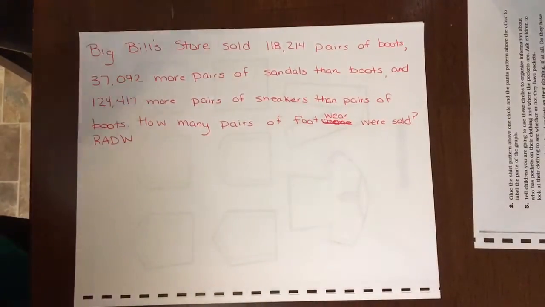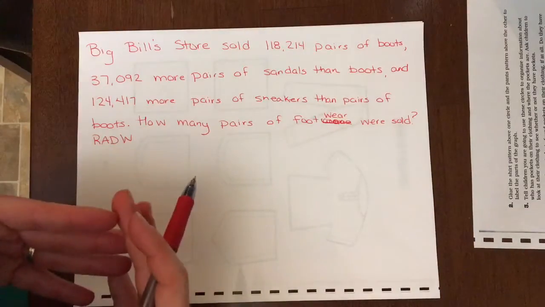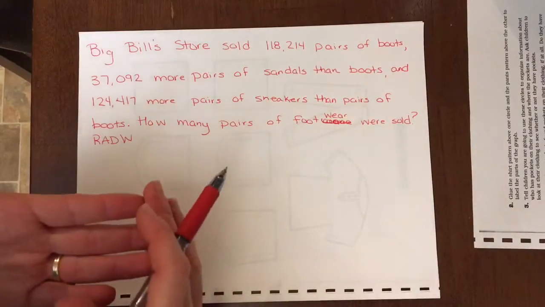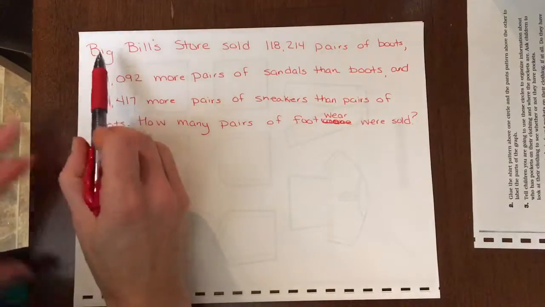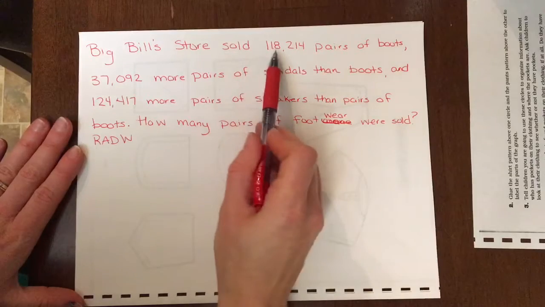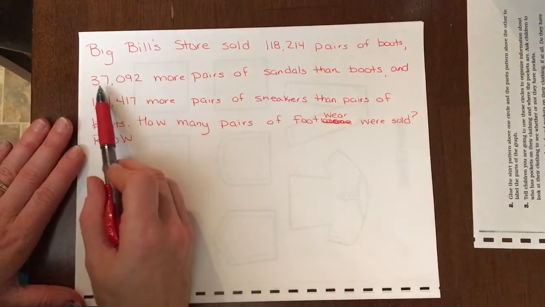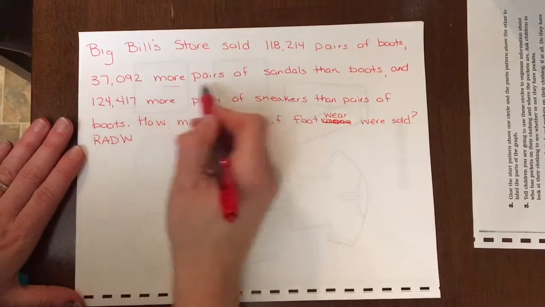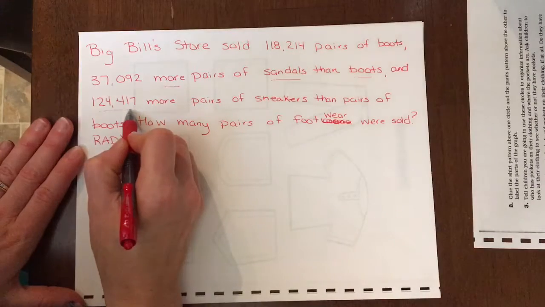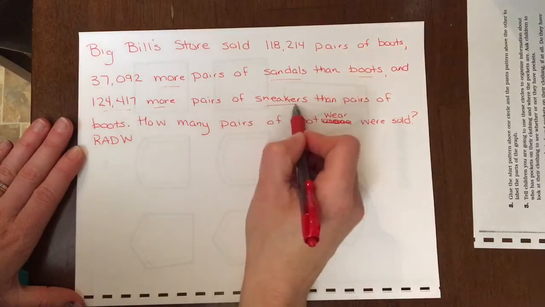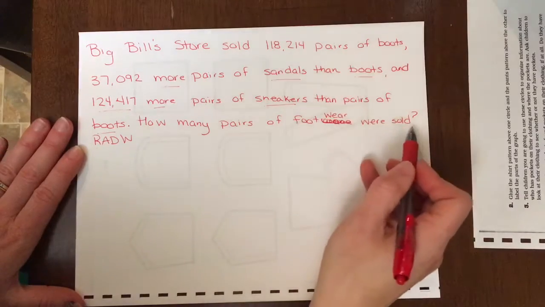This is our last word problem. This one is much larger than the other ones as far as difficulty, so please pay close attention. We're doing the RADW process. Read first. Big Bill's store sold 118,214 pairs of boots, 37,092 more pairs of sandals than boots, and 124,417 more pairs of sneakers than pairs of boots. How many pairs of footwear were sold?